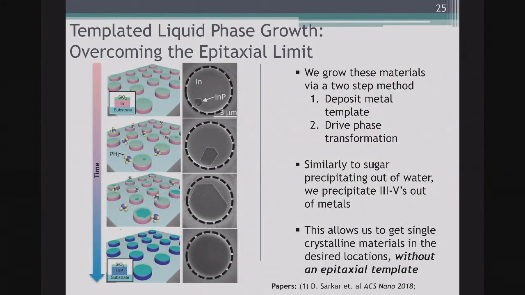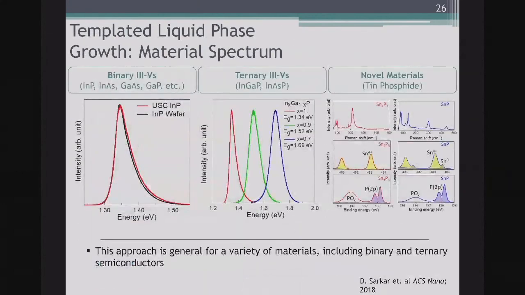So what it allows us to do is, on the back end, pattern something using normal photolithography, and I can controllably put the crystal exactly where I want. That's what will then allow us to make devices. I also show a bunch of different materials here, so this is a general approach.